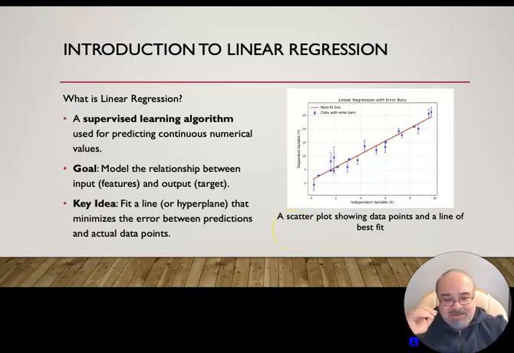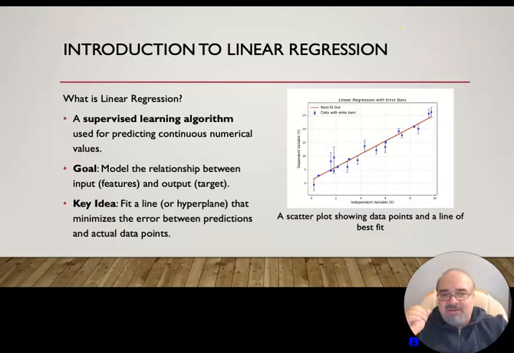Let's break it down. The goal is to find the line that best fits the data, so that it minimizes the error between the predicted values and the actual values. We can think of the line as a mathematical function that takes an input x and produces an output y. That's our hypothesis function. In this example, the dots represent our data points, for instance, the house sizes and their actual prices. And the line is our model's prediction. The closer the points are to the line, the better the model fits the data.